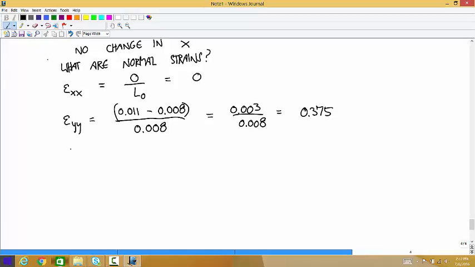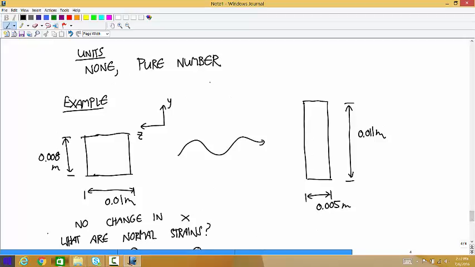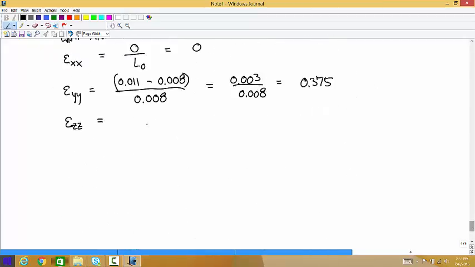And then epsilon ZZ. The final length is 0.005, the starting length is 0.01, divided by the starting length. And so you get negative 0.005 divided by 0.01, or negative 0.5. And again, that's way too big, but this is how you calculate it.